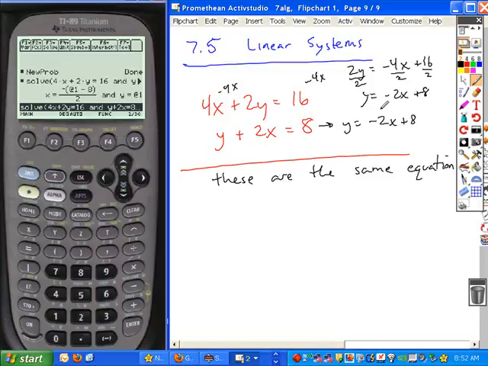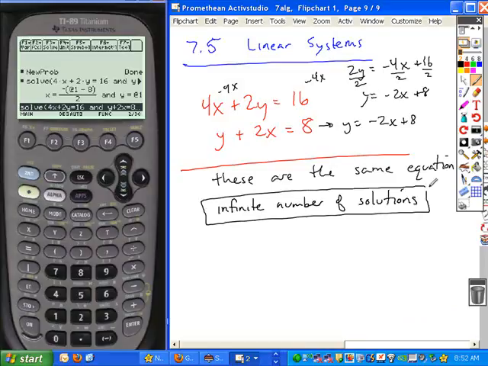Okay, so when you have two different forms of the same equation in your system, your answer is there's an infinite number of solutions. Now, this doesn't mean that everything works. Okay? What it means is since these two graphs overlap everywhere, any set of points that's a solution to this graph is also going to be a solution to here. So there's an infinite number of solution pairs, or ordered pairs that are solutions.